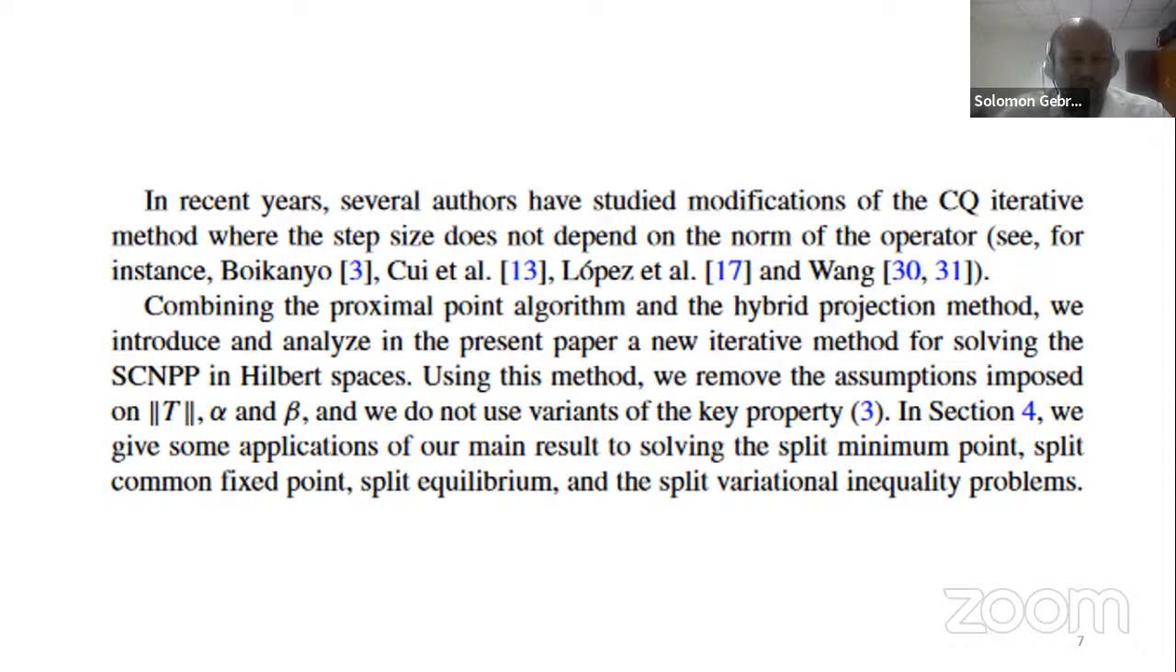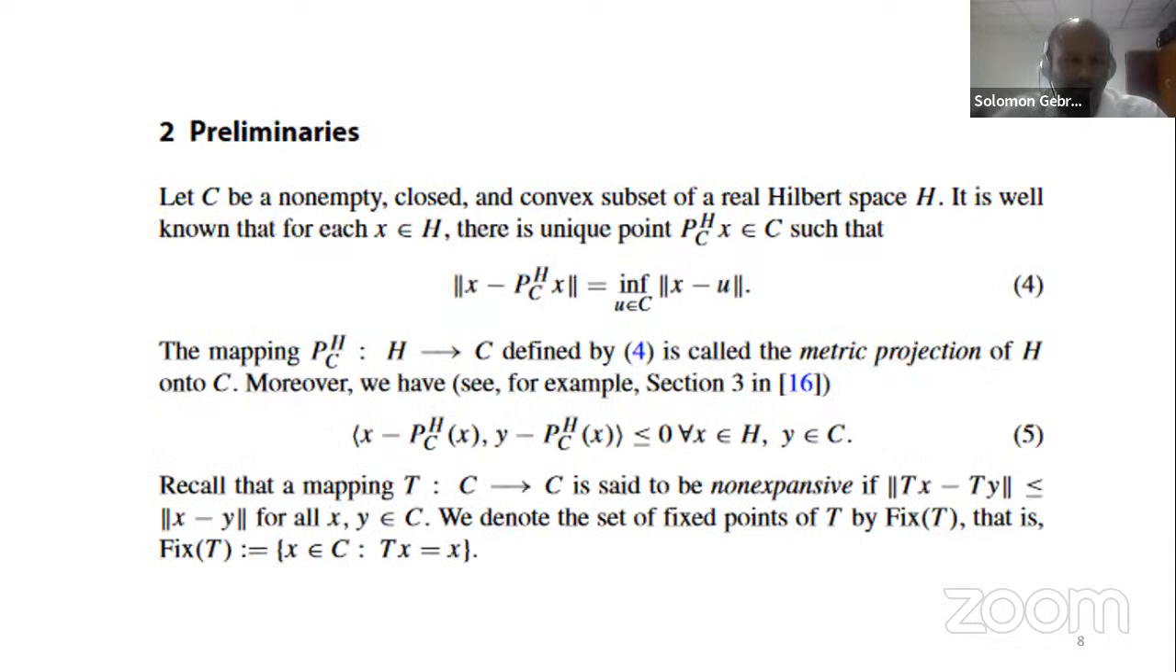So these are some of the preliminary concepts or ideas. The first one is about the projection operator, which gives the nearest point. That means if you have a non-empty closed and convex subset C of a Hilbert space H, we know that for each x in H, there is a unique point P_C x, which is the projection of the point x from the Hilbert space H onto the non-empty closed convex subset C of H, such that equation four holds. And we have also another very important characterization of the metric projection, which is given in equation five. We know the definition of non-expansive, and we know also the definition of the fixed point set of T, which is the set of all x in C such that Tx equals x.